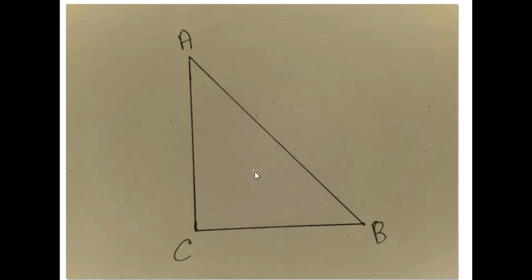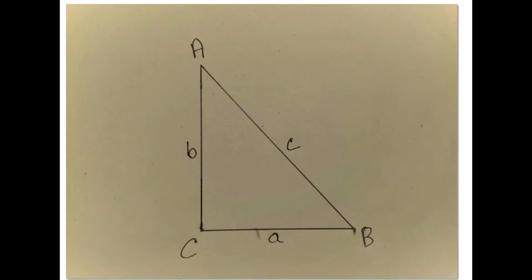Here is a right triangle whose angles are A, B and C, and the angle ACB is 90 degrees. From the last video we can say that AB is equal to c, BC is equal to a and AC is equal to b, because the side opposite the angle capital A is denoted by small a. Similarly, the sides opposite the angles B and C are denoted by small b and small c.